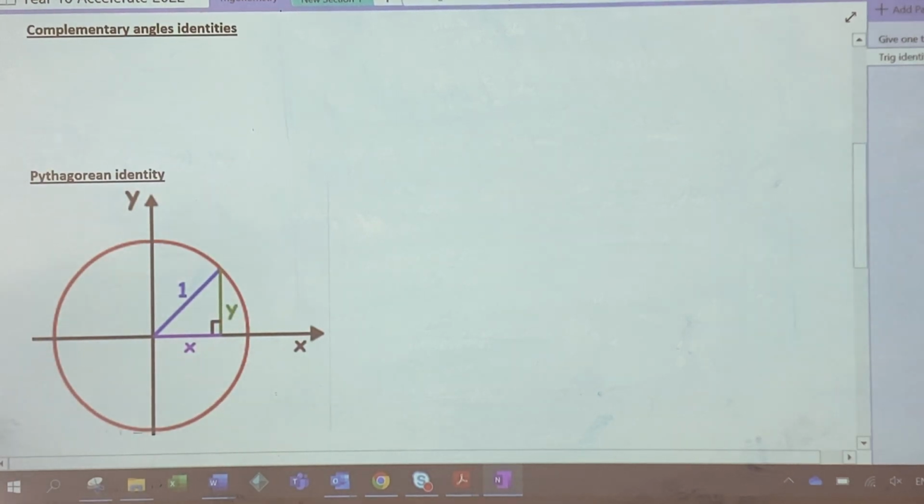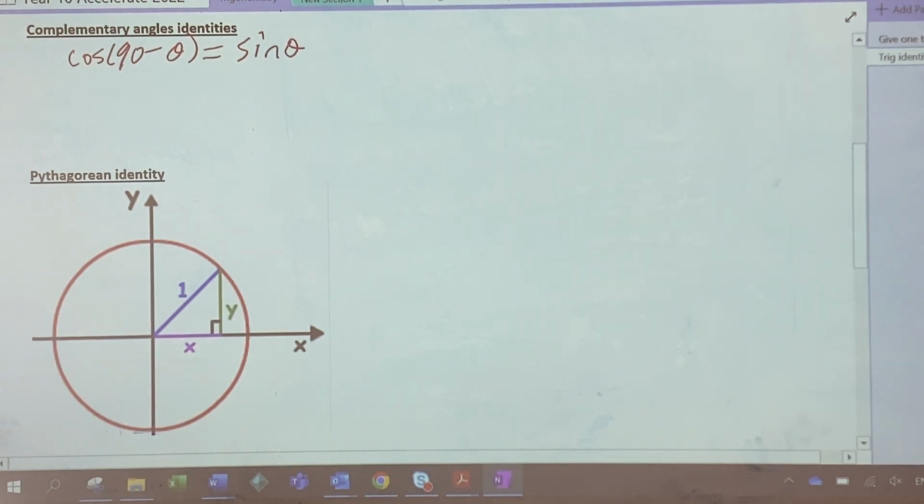When we get to the new content, I'll slow down. The complementary angle identity. What does the word complementary mean? Okay? 90 degrees. So 20 and 70, 45 and 45, 80 and 10, etc. Because of that relationship, we have the following complementary angle identity available. So cos of 90 minus theta is sine theta.